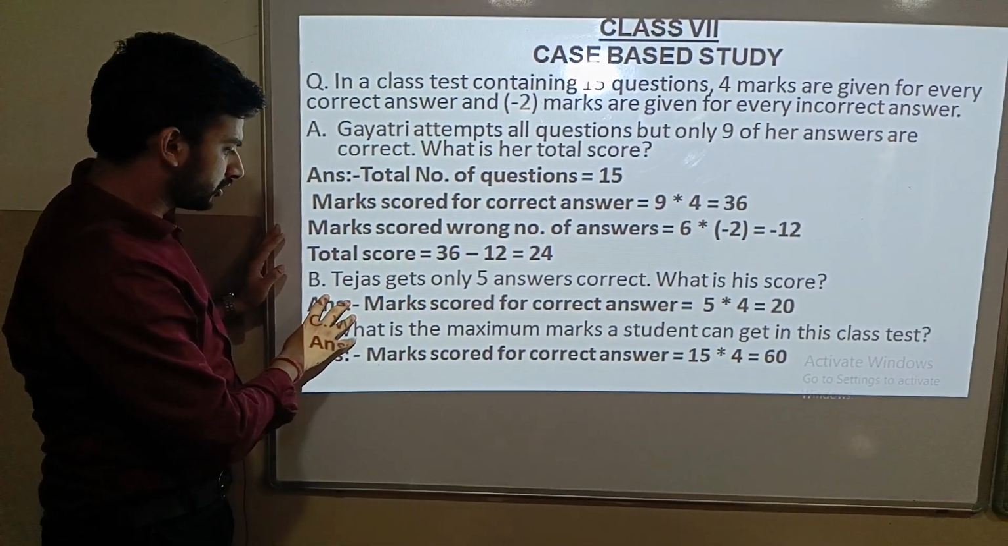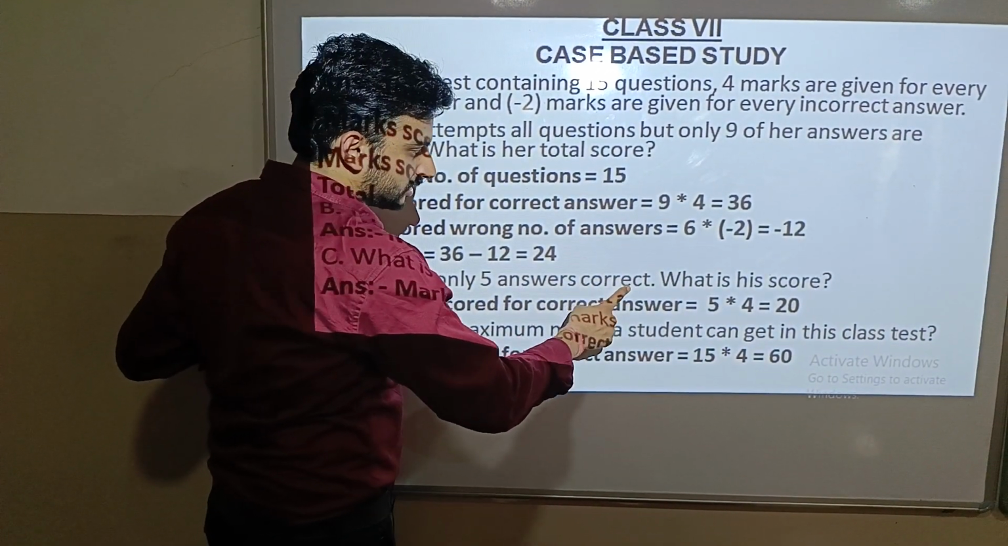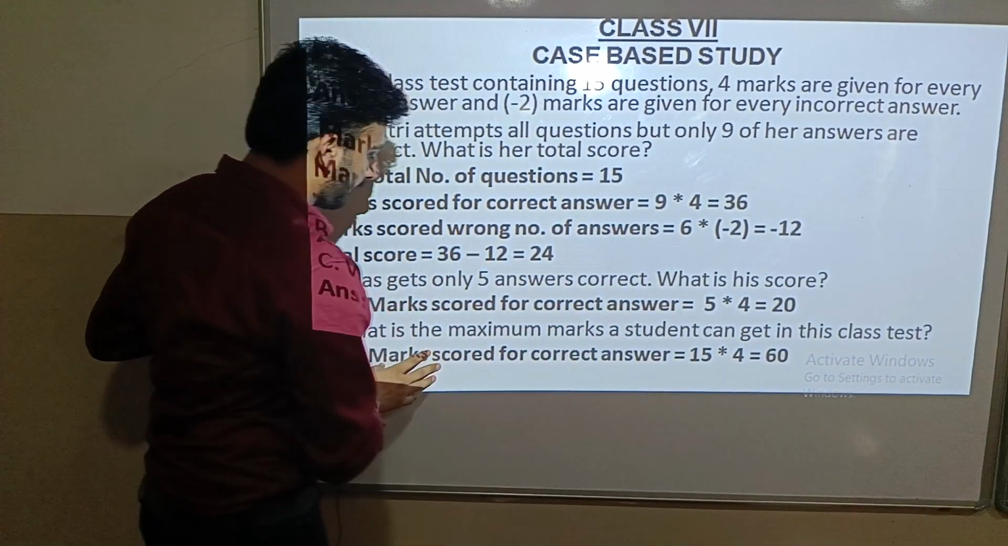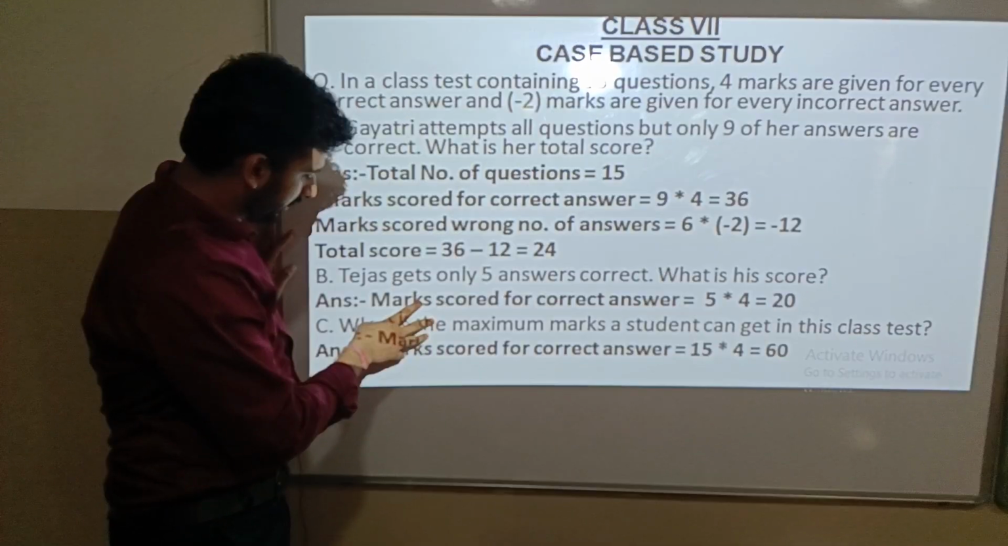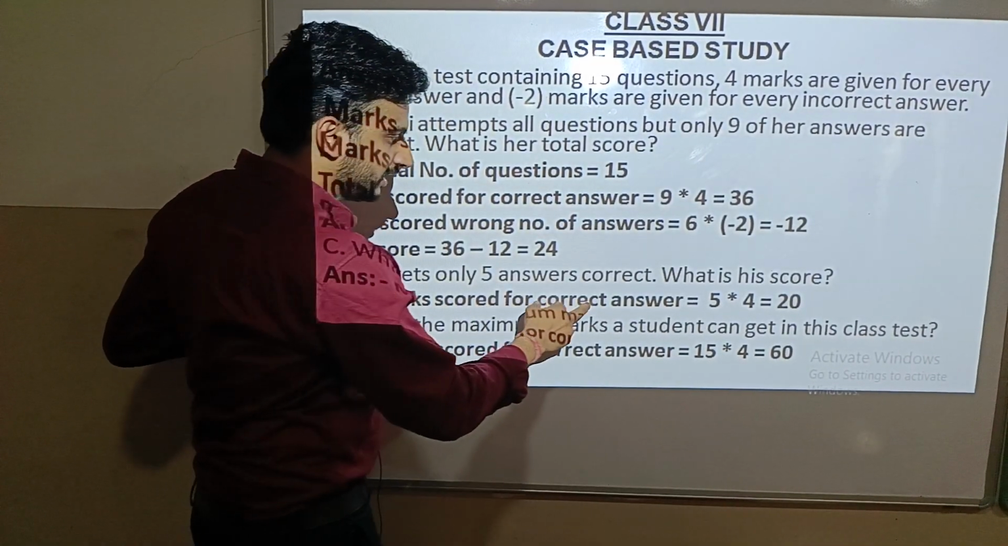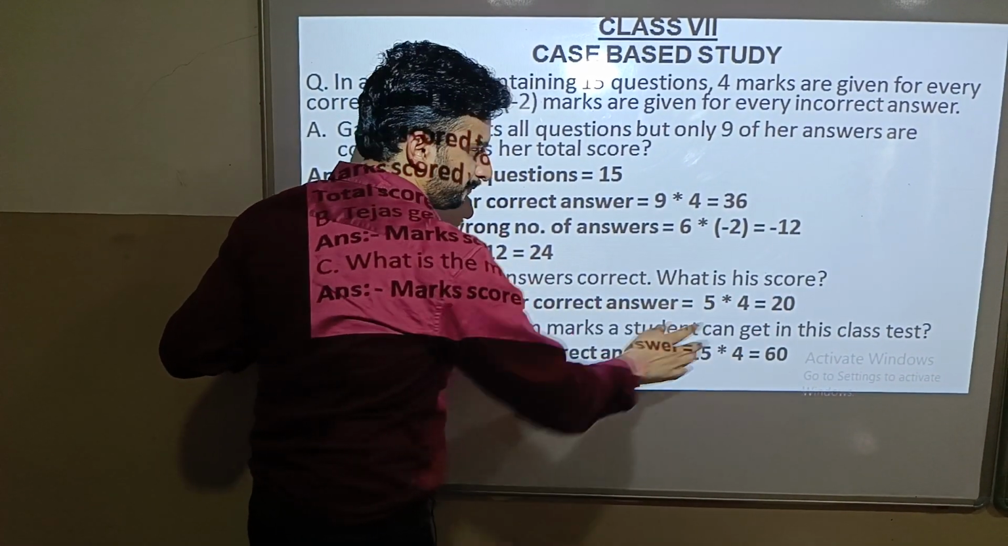Now for the second question, that is Tejas gets only 5 correct answers. What is his score? So Tejas is scoring 5 correct answers. So marks scored for the correct answers will be 5 multiplied by 4. So that will be 20.